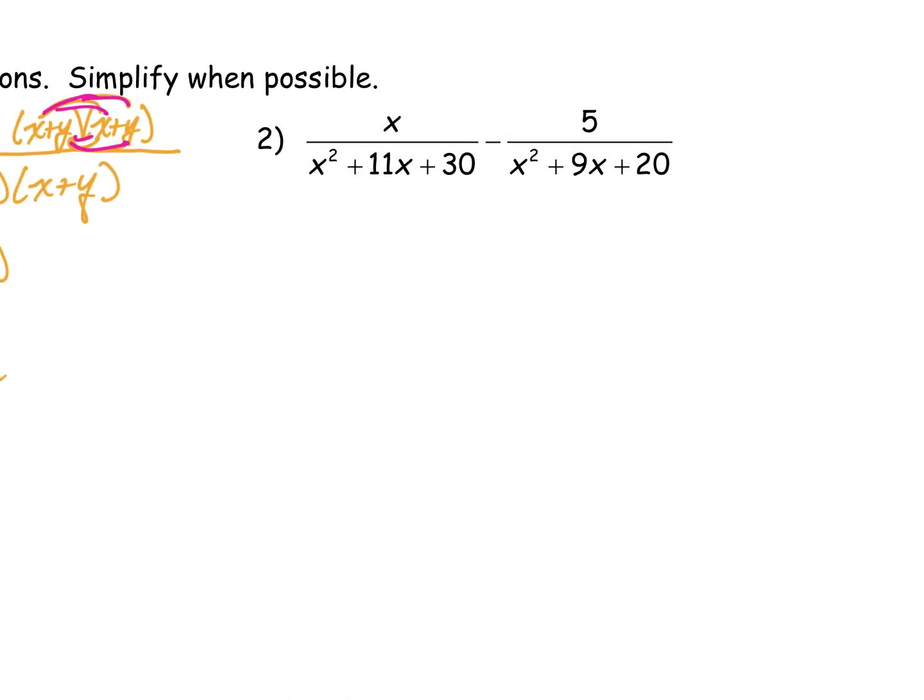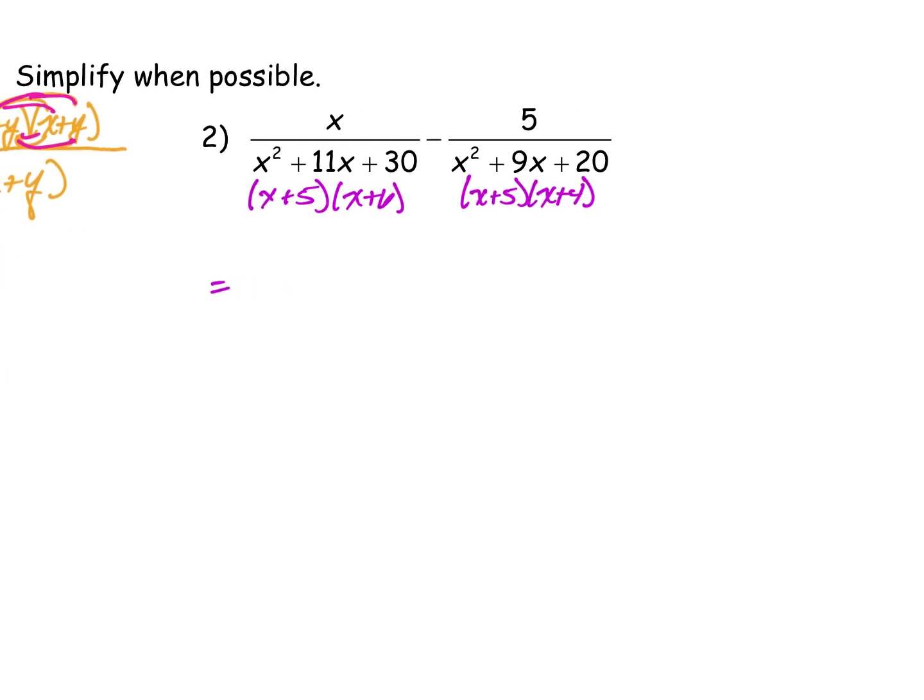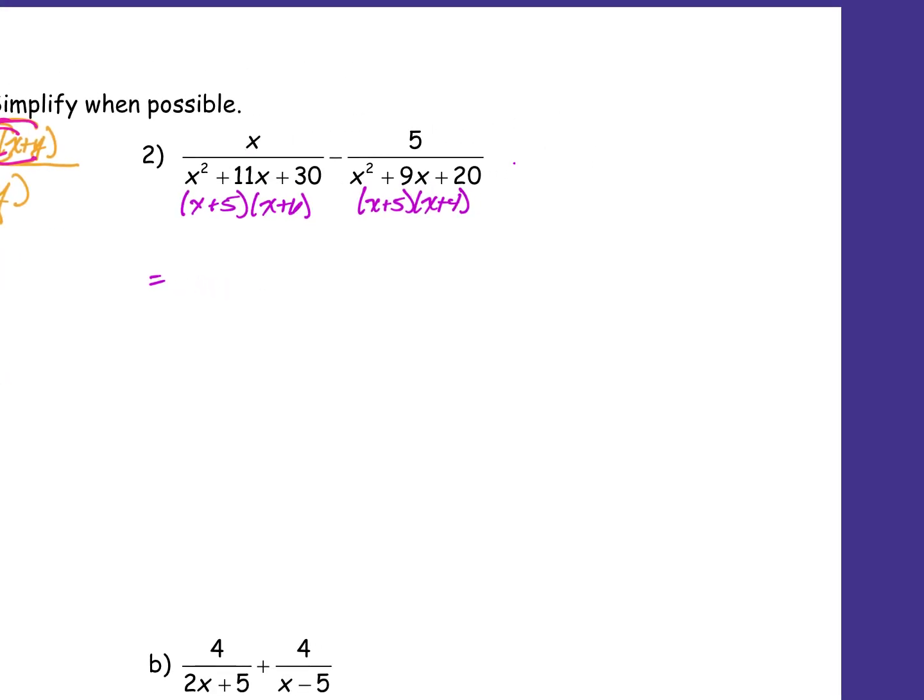So if I factored this, I'm going to get 30 is 6 and 5. Is that right? X plus 5. And then 20 is 5 and 4. X plus 5 and x plus 4. So I'm going to write my common denominator over here. I'm good. That should give me enough room.